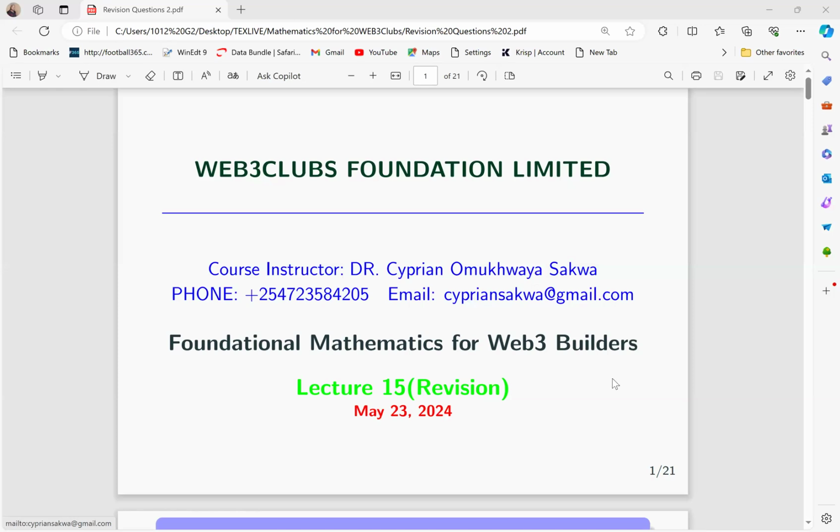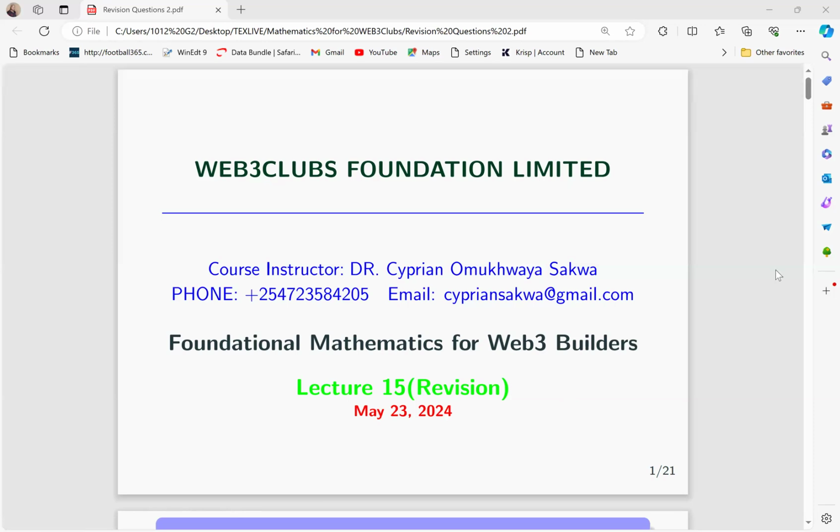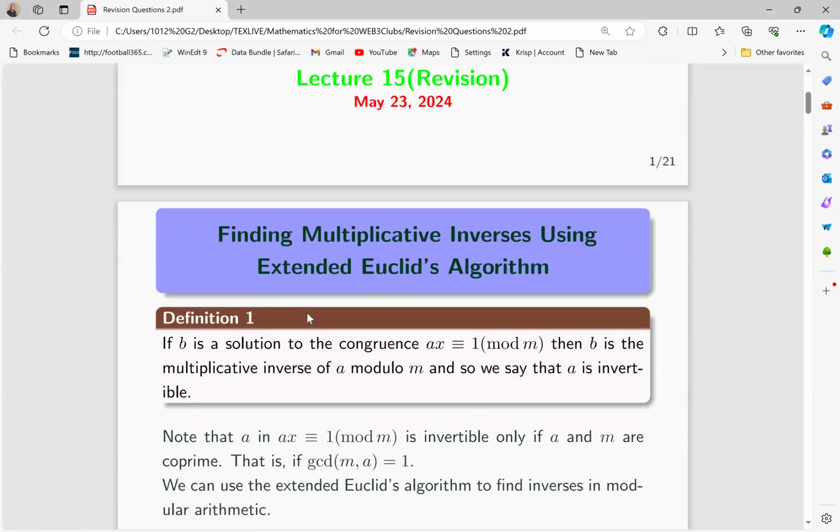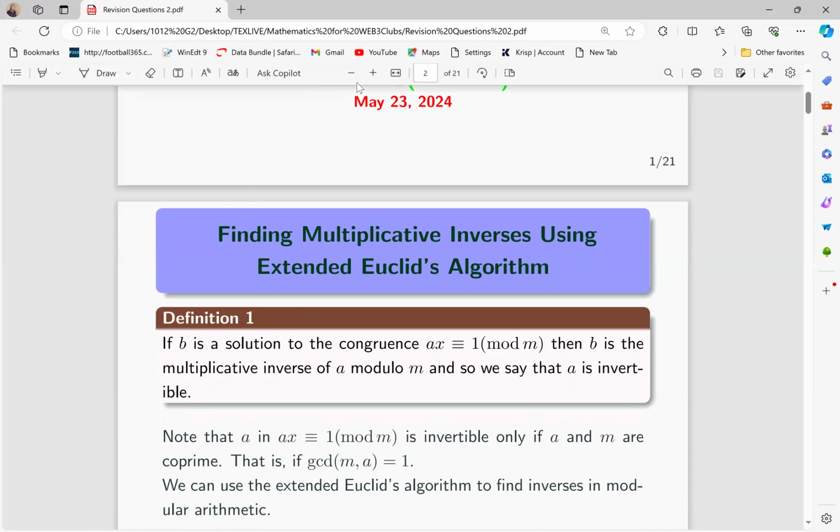So we can continue with our revision. They want us to look at how to find the multiplicative inverses in modular arithmetic. Now, there are several methods, but I will be using the extended Euclid's algorithm to find those inverses.